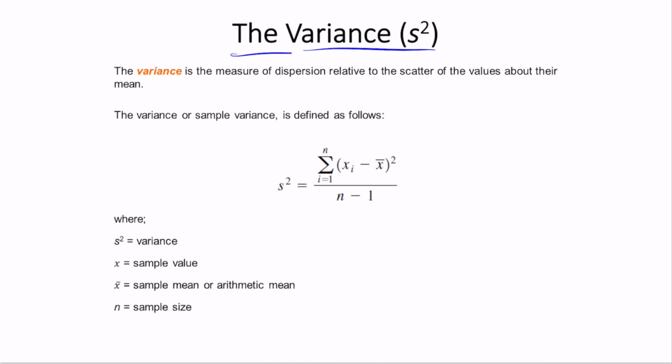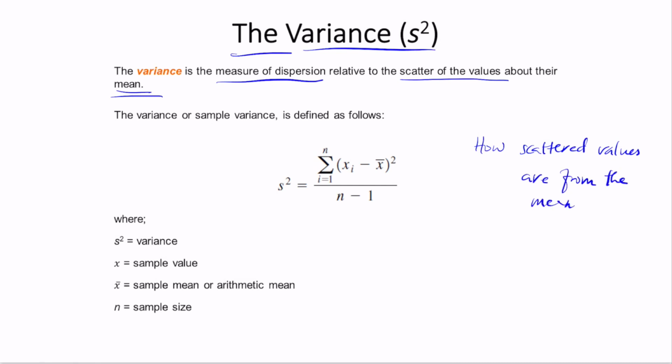Variance is a measure of dispersion that is relative to the scatter of the values about the mean. So it takes into account the mean and how far the values are from the mean. Remember, variance observes how scattered the values are from the mean.